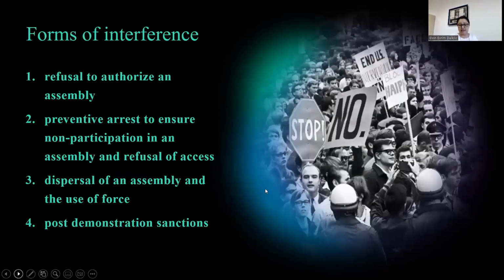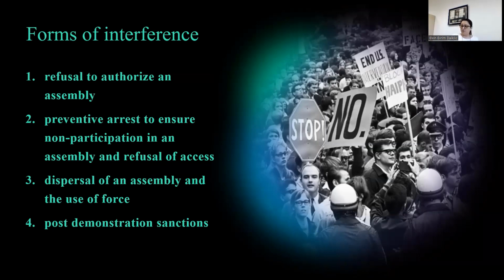According to the case law of the European Court of Human Rights, forms of interference are refusal to authorize an assembly, preventive arrest to ensure non-participation in an assembly and refusal of access, dispersal of an assembly and the use of force, and lastly, the post-demonstration sanctions.